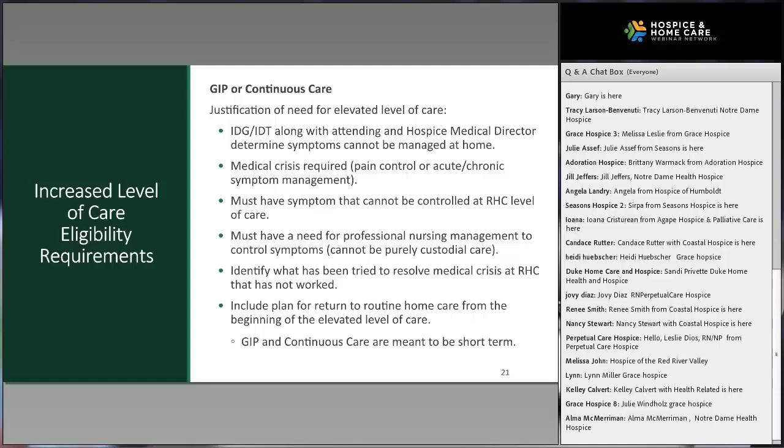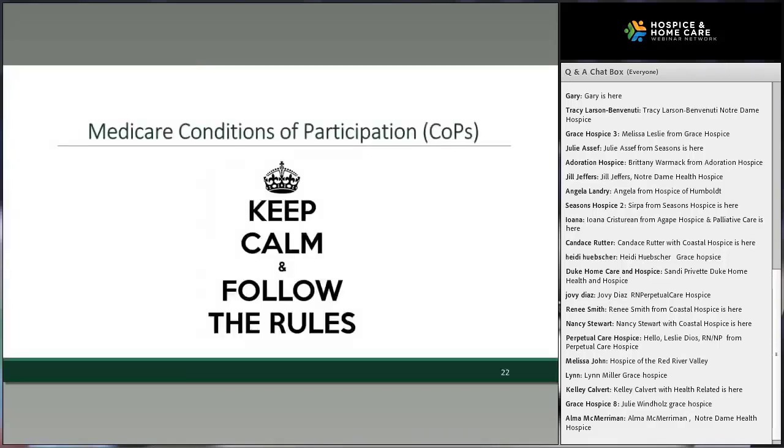So after you manage the symptoms and get everything under control, what's the plan to send this patient home to routine home care level of care, and how are you going to continue to manage these symptoms? So there must be an identified plan. So we're going to now go into the COPs. I just broke them down into a couple of pages for you.